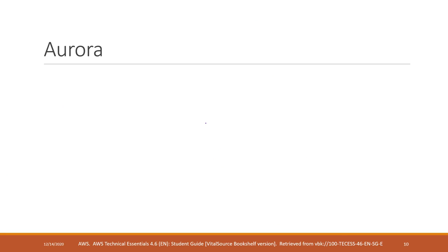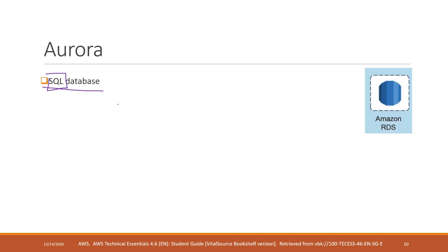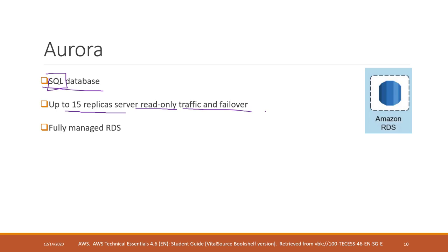Okay, so what is Aurora? Aurora is a solution provided by Amazon for relational, or SQL, databases. With Aurora, you can have up to 15 replica servers for read-only traffic and failover. It is a fully managed relational database, which means everything is in the cloud. You don't need to install any infrastructure in your local environment. You just open your browser, log into AWS, and set up your relational database. We are going to do that in today's lab.